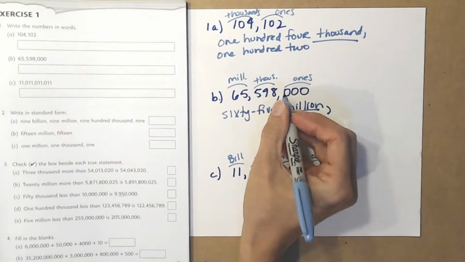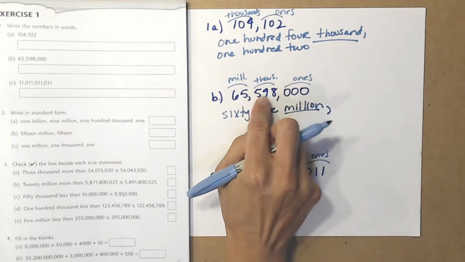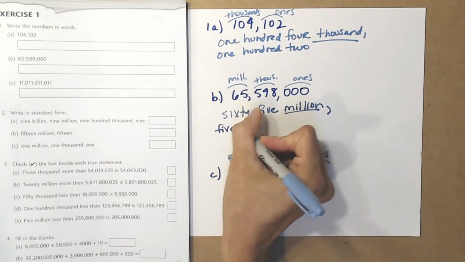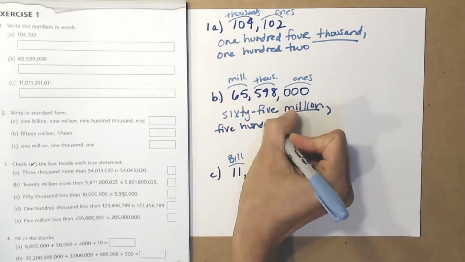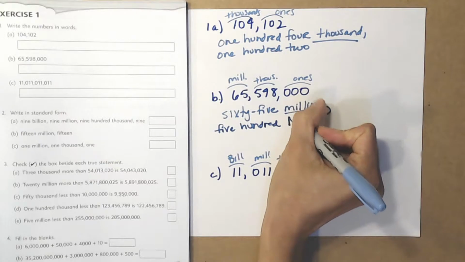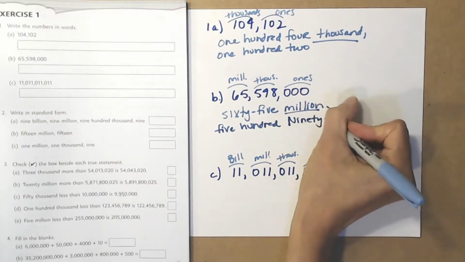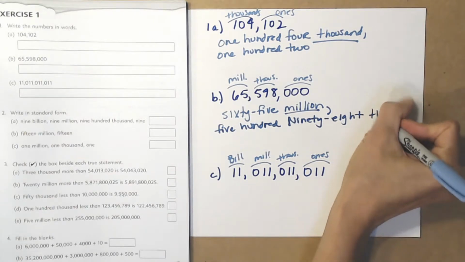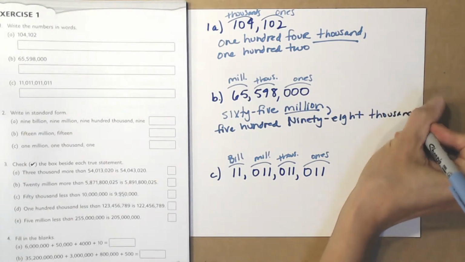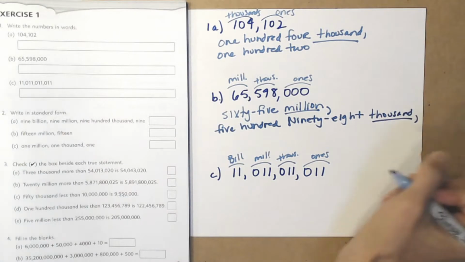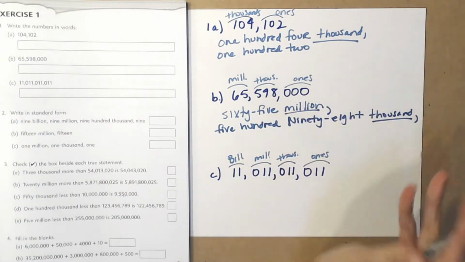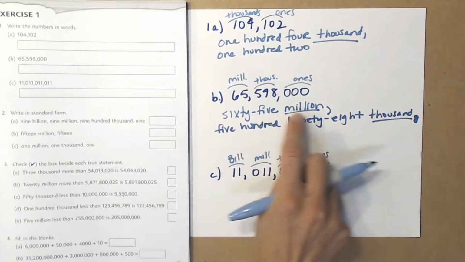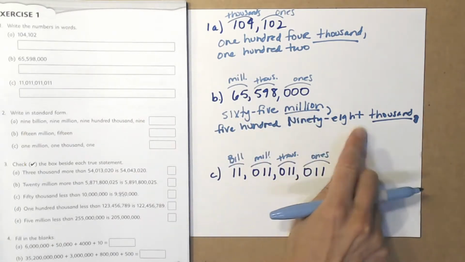Then we do our thousands family. So we have 598,000. So we write 598. Again, we hyphenate that. Thousand, comma, and actually we don't have anything after that, so we don't need that comma. It's just 65,598,000.